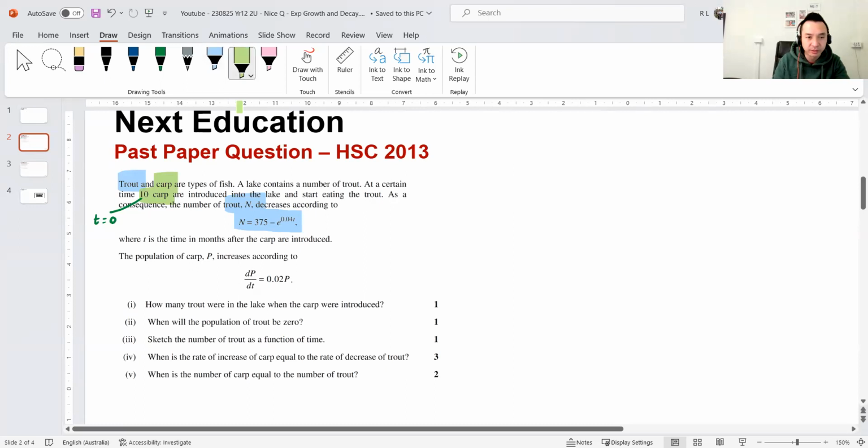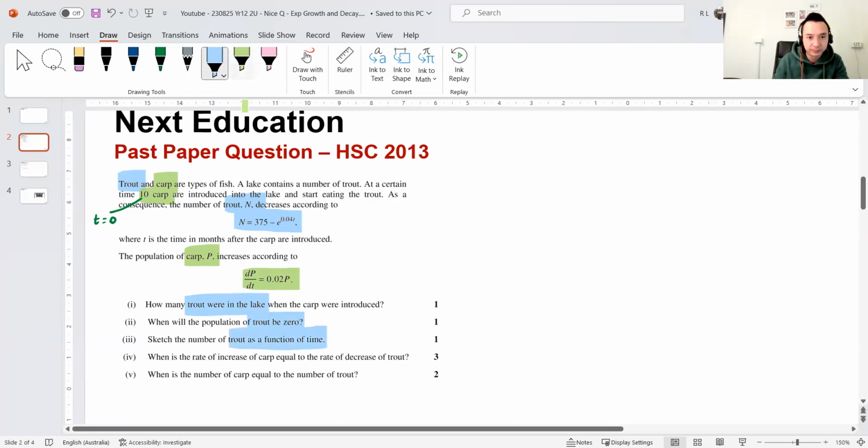The population of carp, which is green now, is this. They gave you two formulas: N is the population of trout, P is the population of carp. First question: how many trout were there in the lake when the carp were introduced, when t equals 0? When will the population of trout be 0? Sketch the number of trout over time.